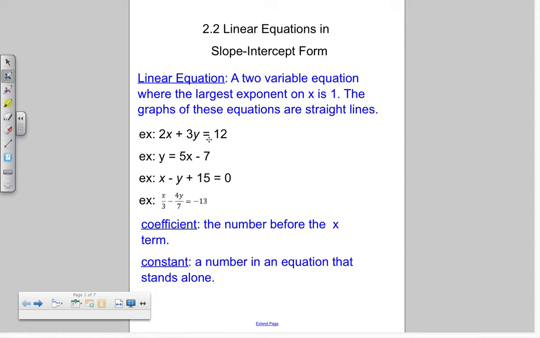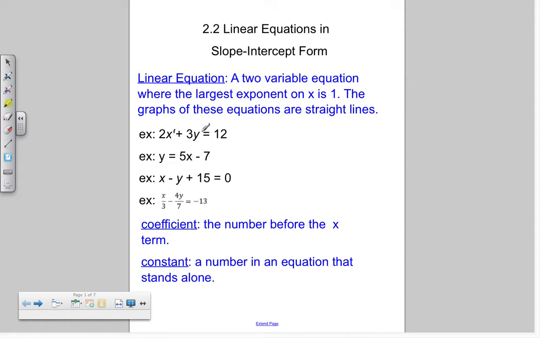Equation, of course, remember, has an equal sign and has something on both sides of the equal sign, okay? Where the largest exponent on x is 1. So that means that the exponent on x can be 0, 1, a half. But basically, the graphs of these equations are straight lines. But if you look at x, it doesn't have an exponent, right? But when it doesn't have an exponent, it implies that there's an exponent of a 1. So there actually is a little 1 there that you don't even see.